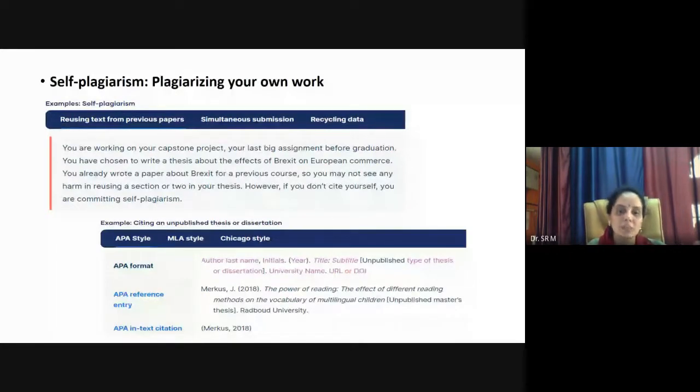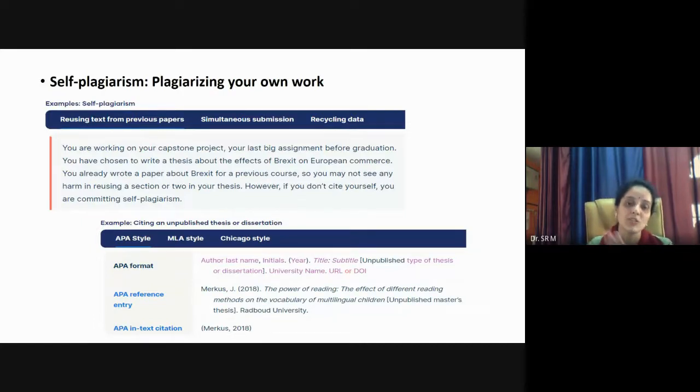You may also be committing self-plagiarism if you submit an assignment, project or essay from a previous academic year to the current semester. Something was submitted in my first semester, and now it is almost the sixth or eighth semester. Now I'm trying to submit the same assignment. Is that right on our part? Never.